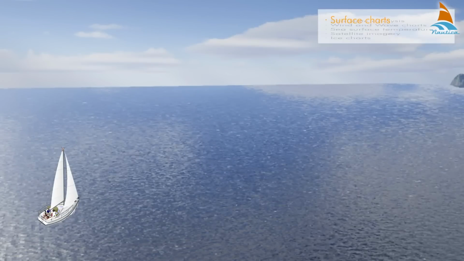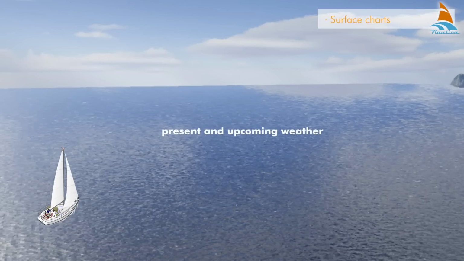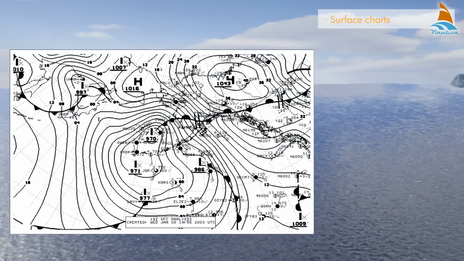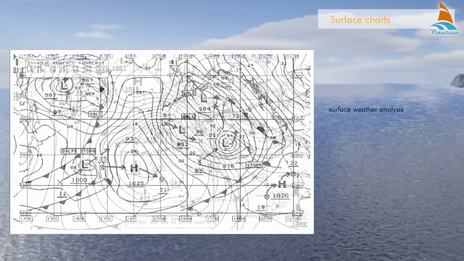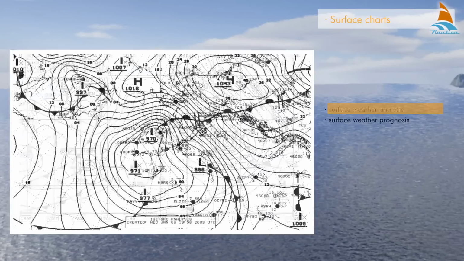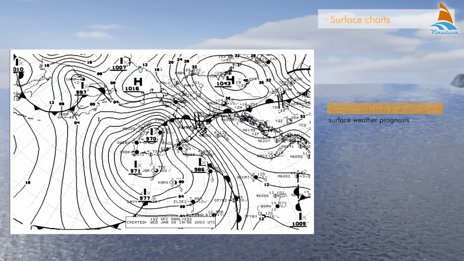Surface charts provide mariners with the principal tool for a basic understanding of the present and upcoming weather. Let's have a closer look at surface charts, differentiating between the surface weather analysis and the surface weather prognosis. The surface weather analysis shows weather patterns based on synoptic surface observations. They're usually made a few hours before broadcast time.